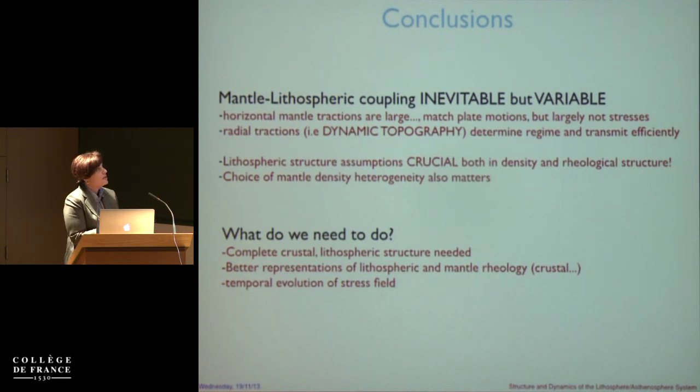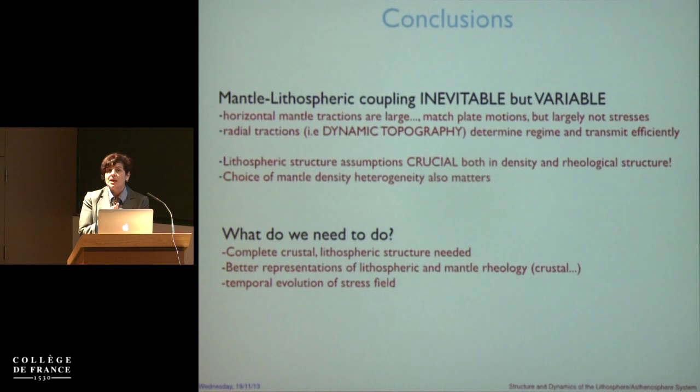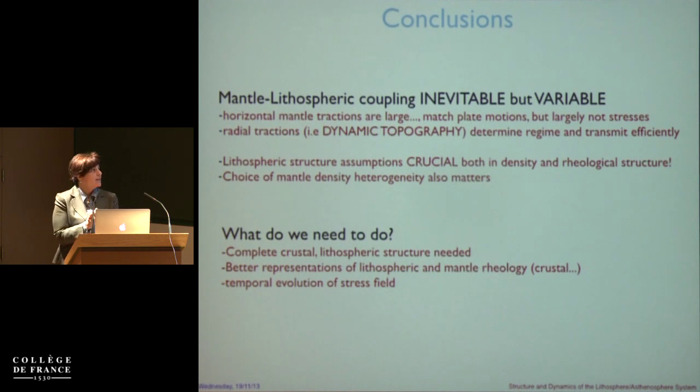The coupling might be variable, but they're all coupled inevitably through dynamic topography, and it's very difficult to get rid of even with a very weak asthenosphere.